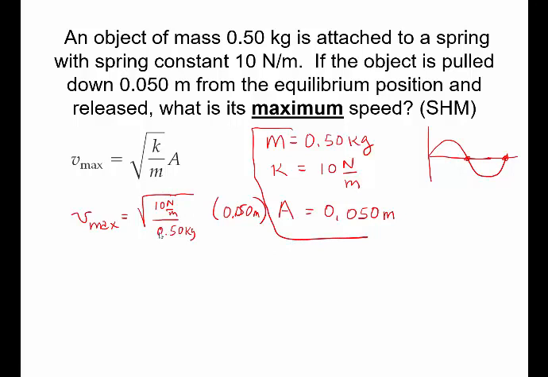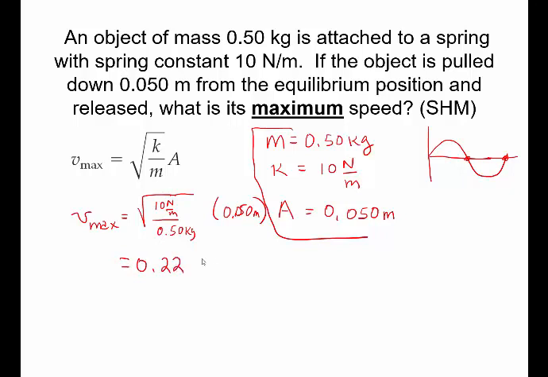So we have 10 divided by 0.5. That's easy enough, that's 20. Take the square root, that's 4.47. Then multiply that by 0.05, and I end up with 0.224. I'm just going to call it 0.22.